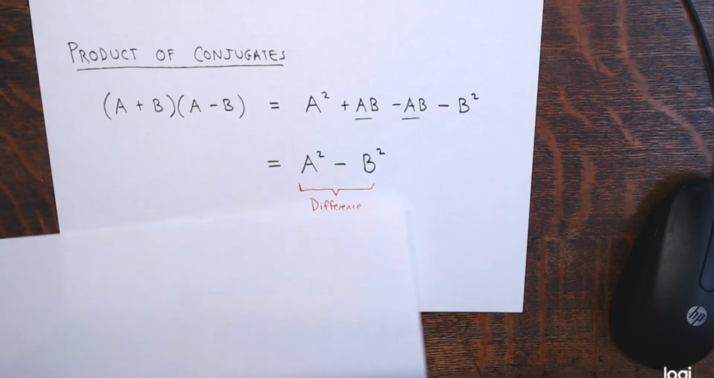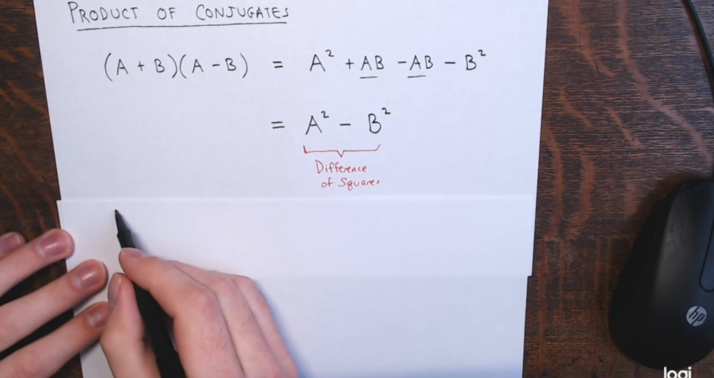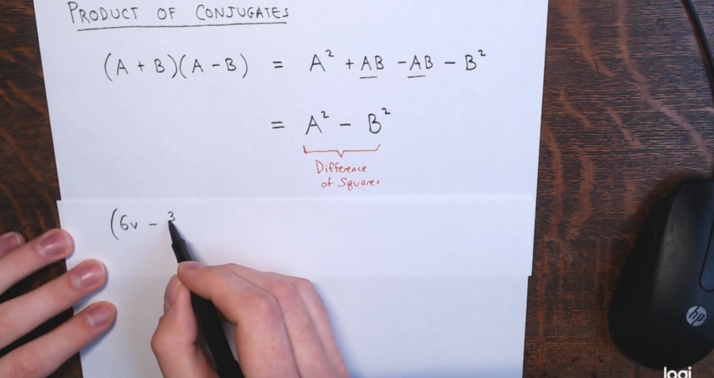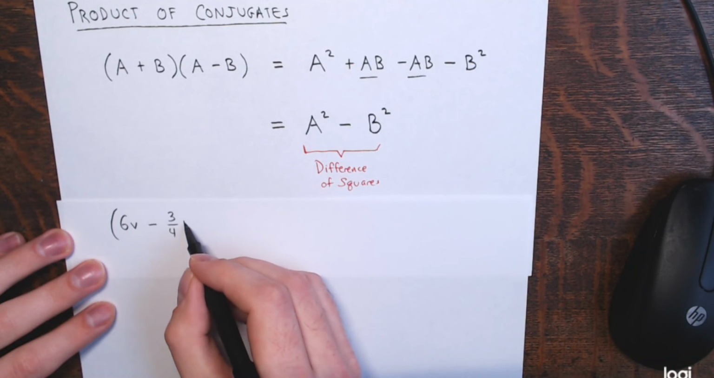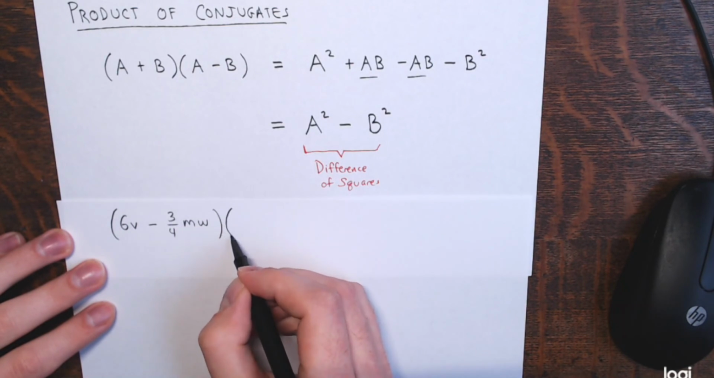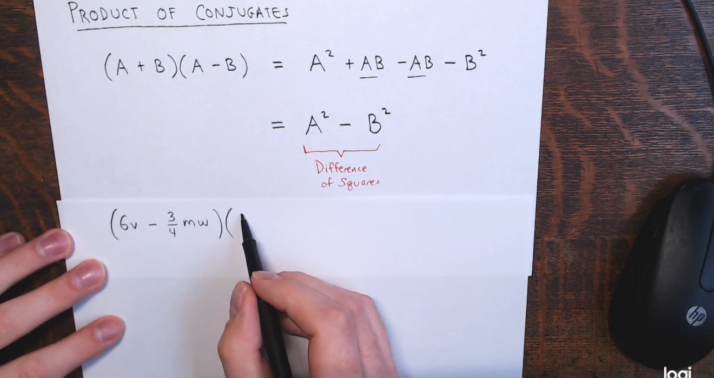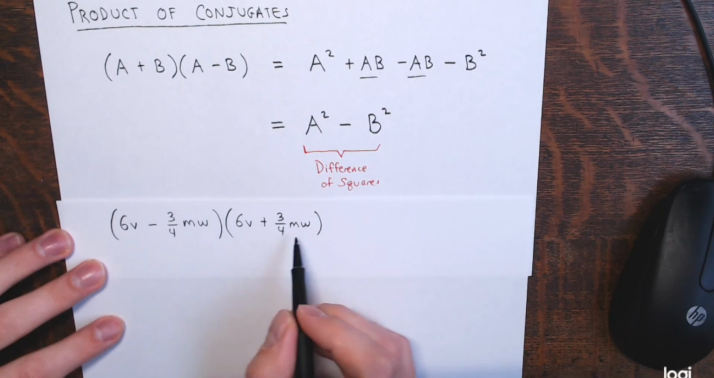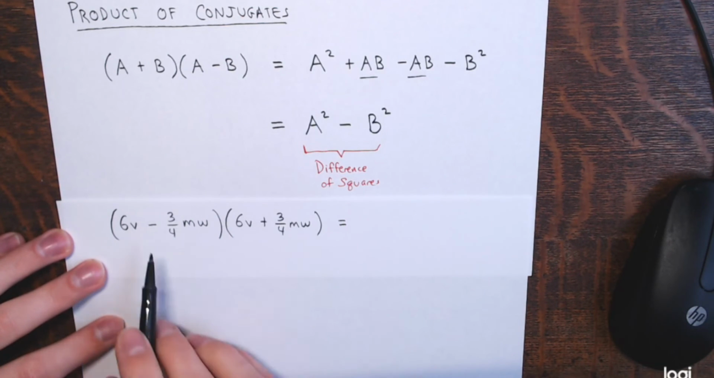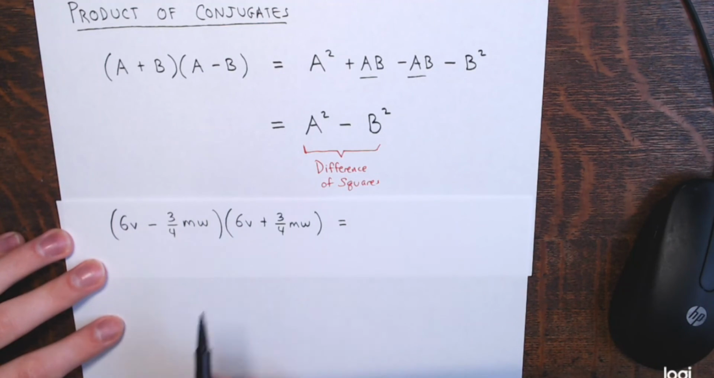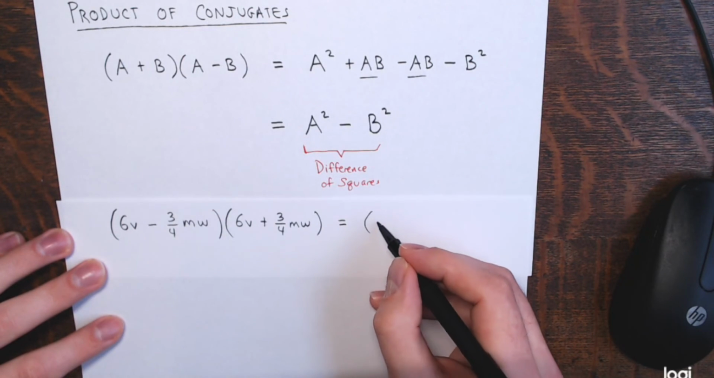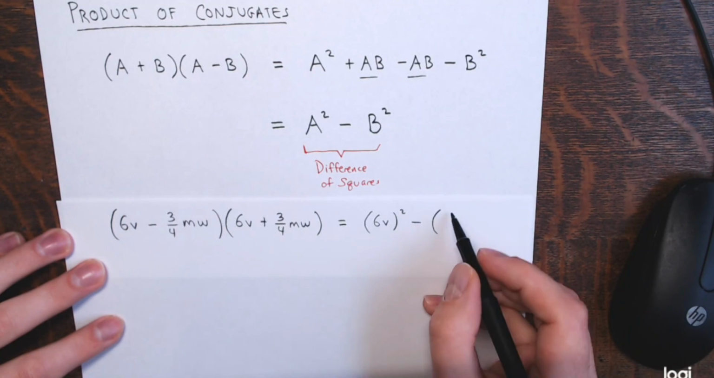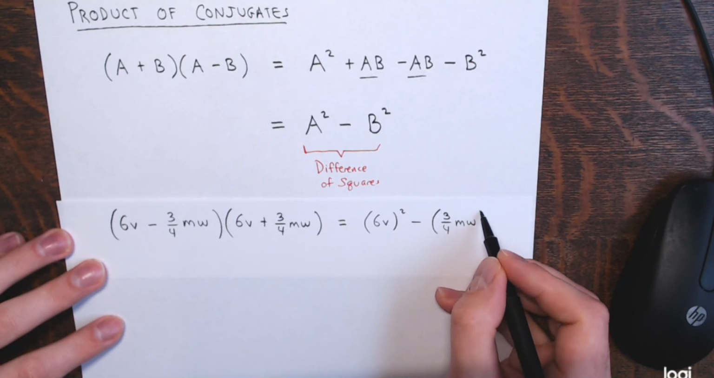So the example I'm given in this question is the following. We have 6v minus 3/4 mw, and then its conjugate would be 6v plus 3/4 mw, which is what they give us. So these are indeed conjugates. Their resulting product, if you want to do it the long way, go ahead, you'll end up with the same thing. But if you're using the pattern, it's just going to be 6v squared, right? In parentheses, 6v squared, minus, and then the b is this 3/4 mw, so 3/4 mw squared, and we simplify.